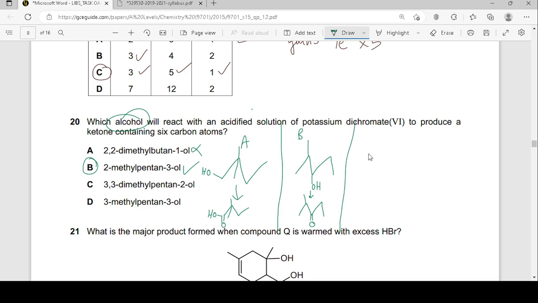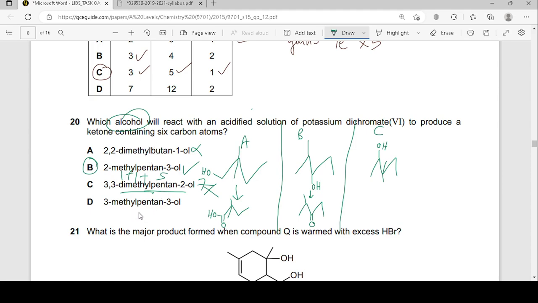Let's check the other options too, though. So C, 3,3-dimethylpentan-2-ol, so 1,2,3,4,5 and pentan-2-ol, and then 3,3-dimethyl. See, that's the problem, right? Pentan-2-ol, so pentane has 5, and then dimethyl means 1 plus 1, so that's 2. And so 1 plus 1 plus 5 is 7. So you immediately can tell that's wrong, right? And yeah, even no, that was actually 6, so we should have checked that one.